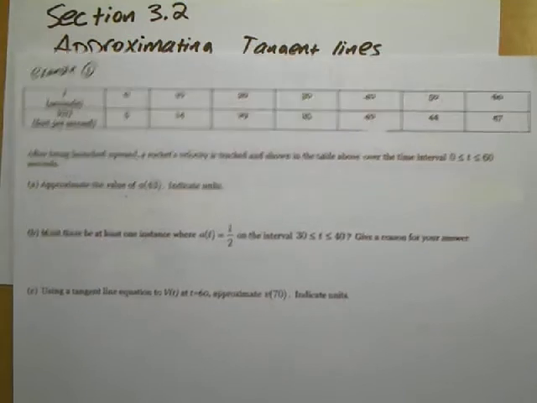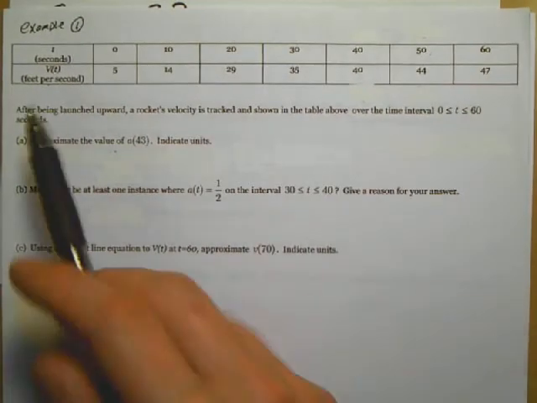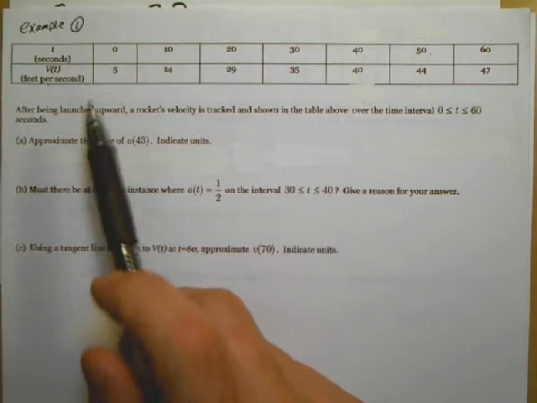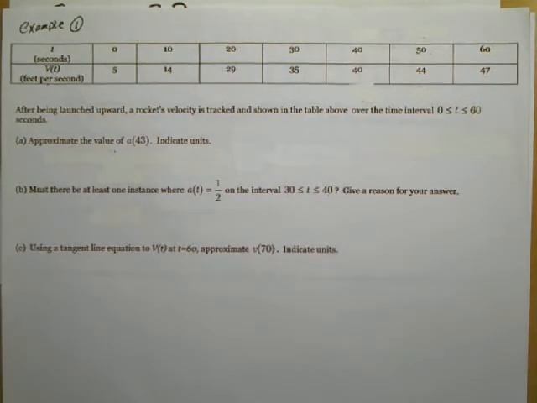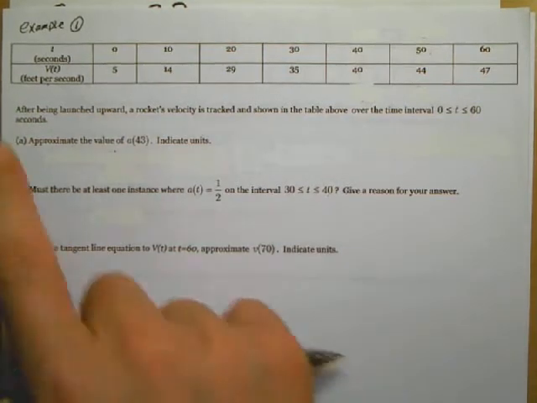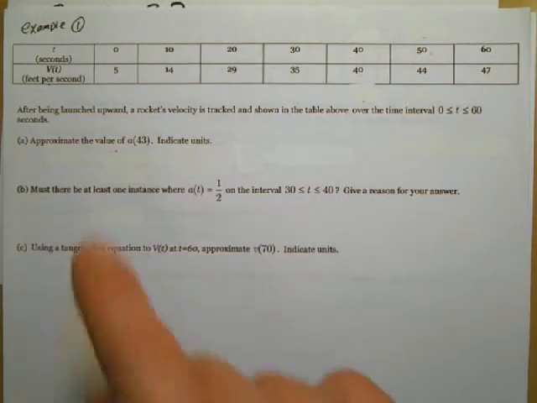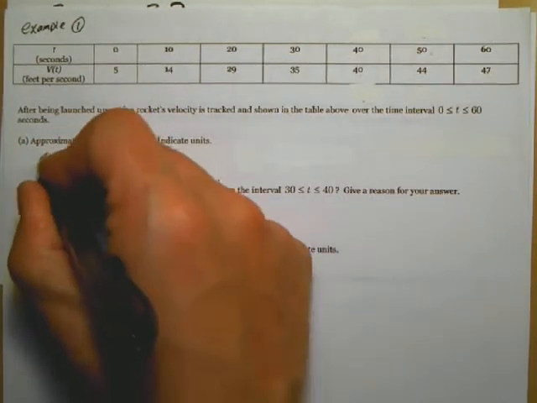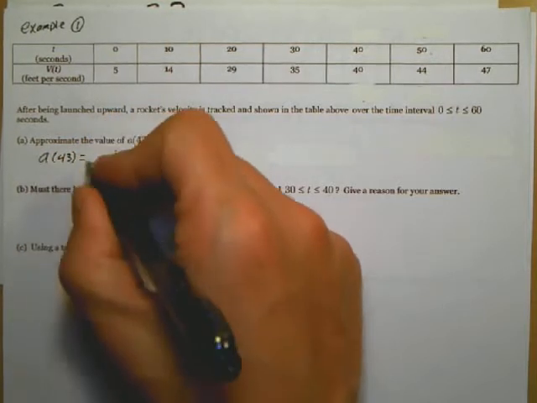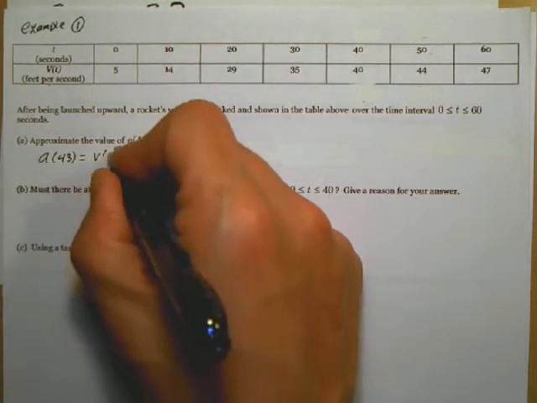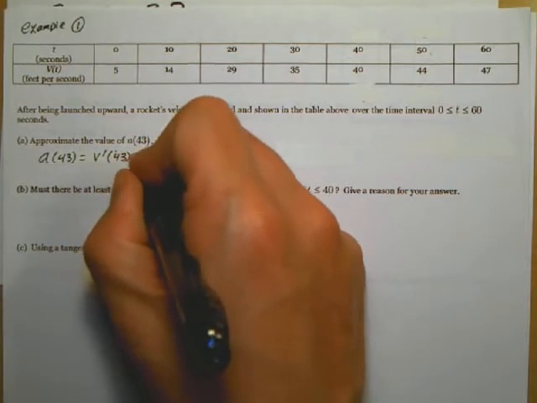The first example, and there's only one example in this video, deals with a table of values that describes the velocity of a rocket. So I'll give you a moment to pause it, and yes, you do have to copy this table down into your notes. For part A, it wants us to approximate the value of acceleration at 43. And the way you find acceleration at 43, well, acceleration to velocity, that would be the first derivative.